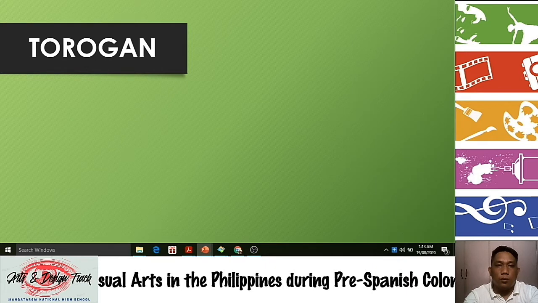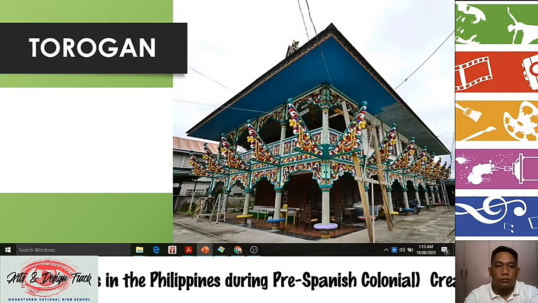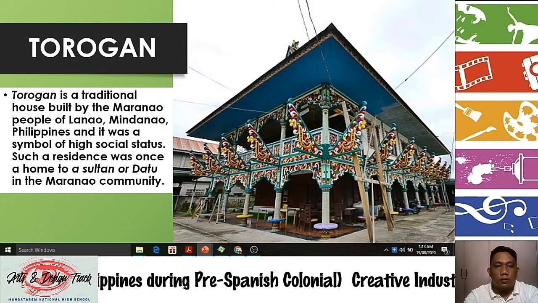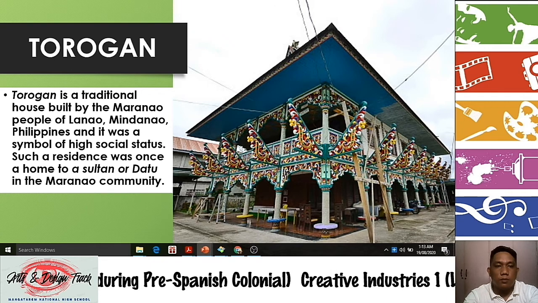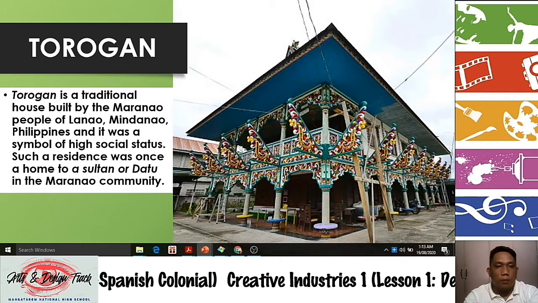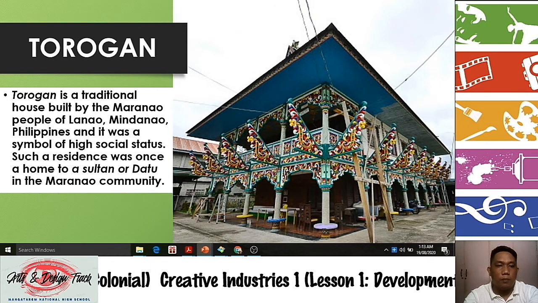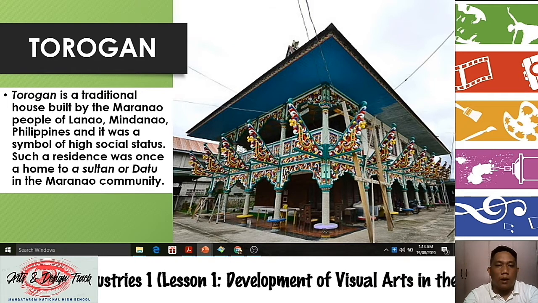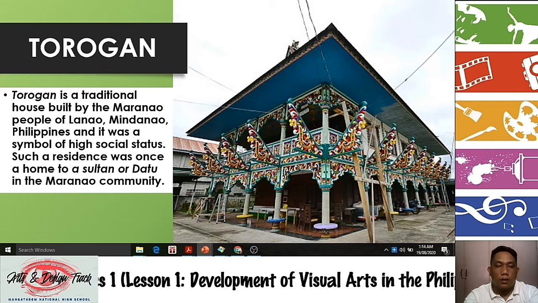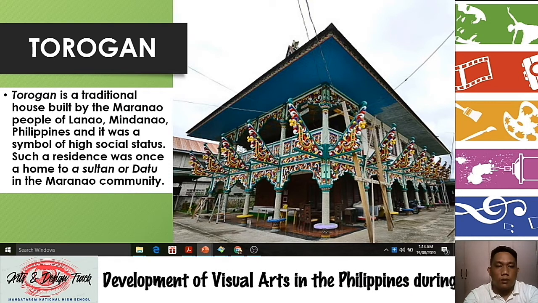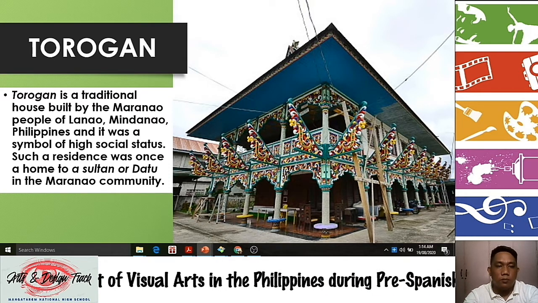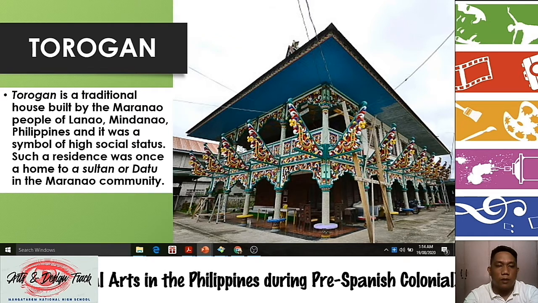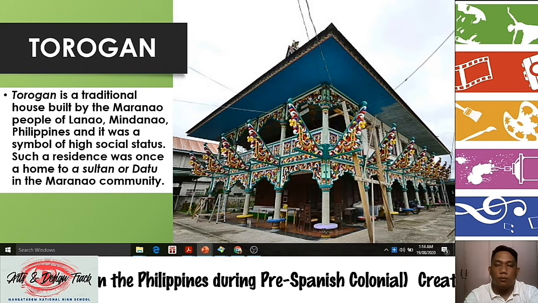What is torogan? Torogan is a traditional house built by the Maranao people of Lanao, Mindanao, Philippines, and it was a symbol of high social status. Such a residence was once a home to a sultan or datu in the Maranao community.